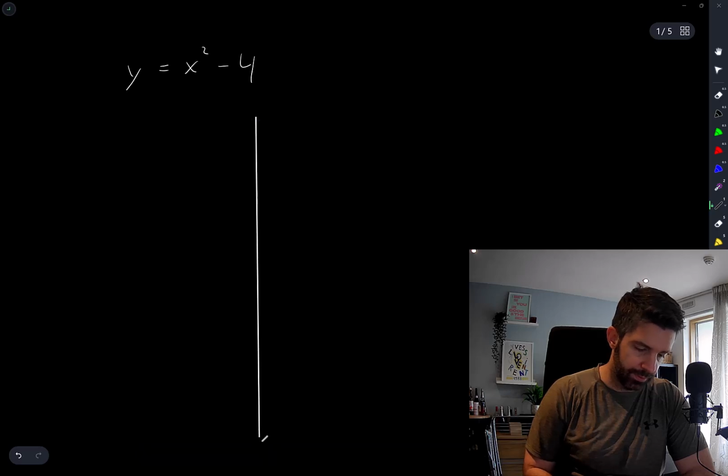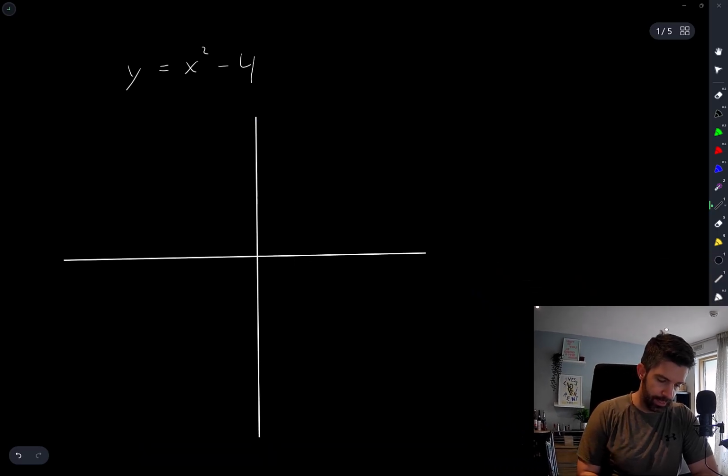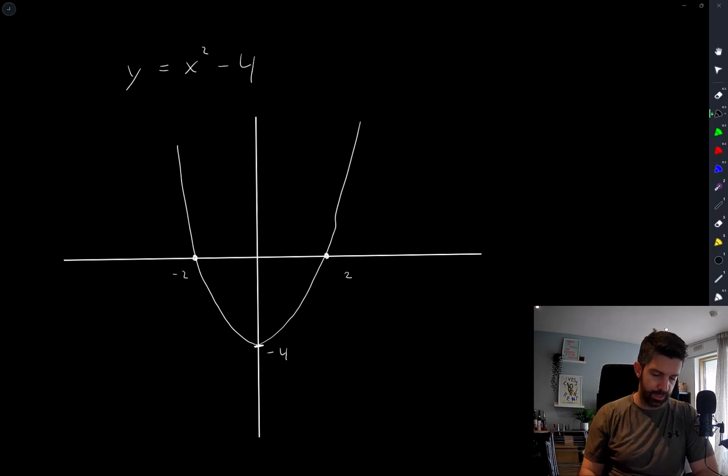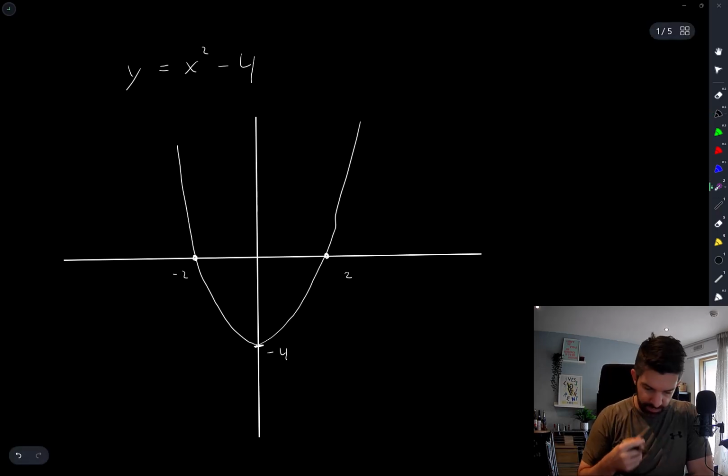Let's look at where this parabola lies, and maybe we can just work out geometrically what's going on here. So we have the point -4 here. When x is equal to 2 and -2, that's when we cross that axis. Okay, so greatest number of points of intersection with the parabola.